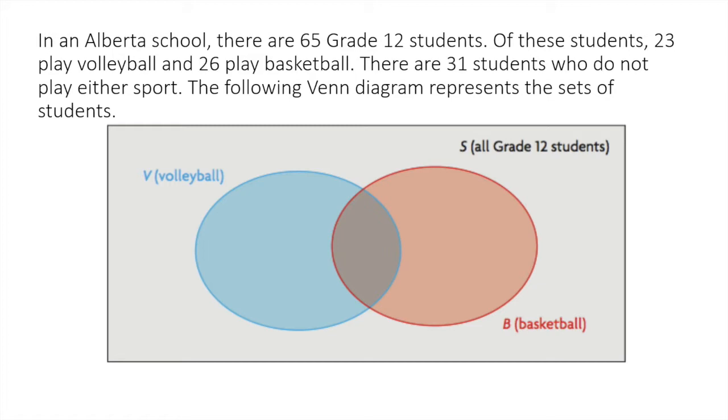The folks that play only volleyball, the folks that play both volleyball and basketball, and the folks that play basketball only. If the area inside the circles represents the number of players that play volleyball or basketball, that means that the remaining area outside of the circles represents the number of players that don't play either of these sports. All the numbers added up need to add up to this original universal set of 65.